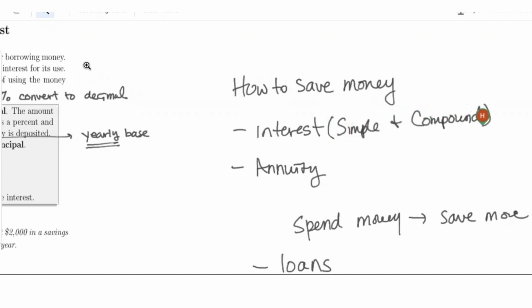We did a little bit of simple interest last time, and we continue to do simple interest and compound. Compound interest is a little bit complicated. In this chapter, finance, we have 7 or 8 sections. There are individual loans, student loans, credit card loans, mortgage loans, and car loans. There are many loans in this.